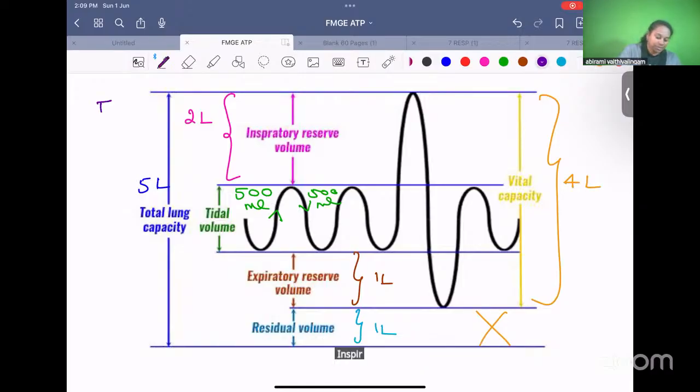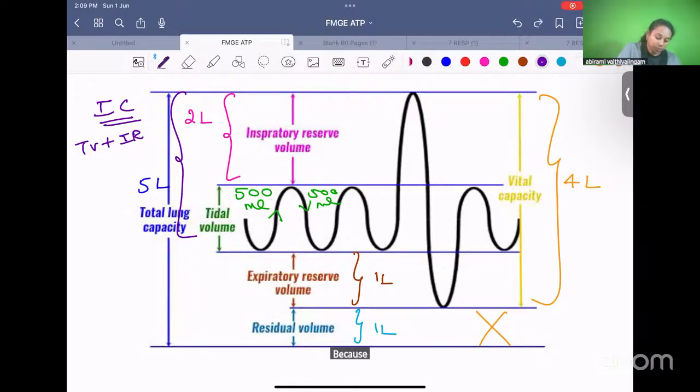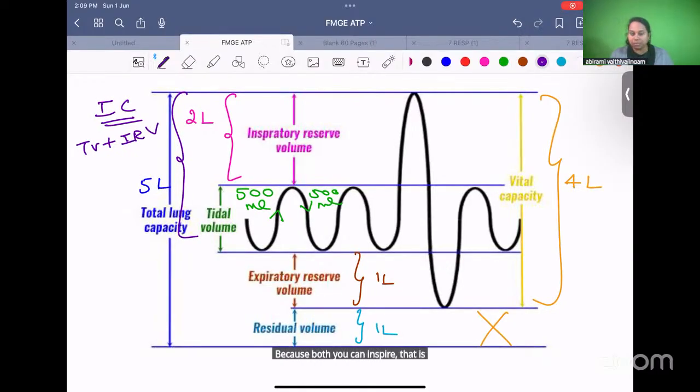Inspiratory capacity, IC. What is your total capacity to inspire? You can inspire a normal tidal volume, then you can inspire IRV. So you add both, tidal volume plus IRV, because both you can inspire. That is your total inspiration capacity.